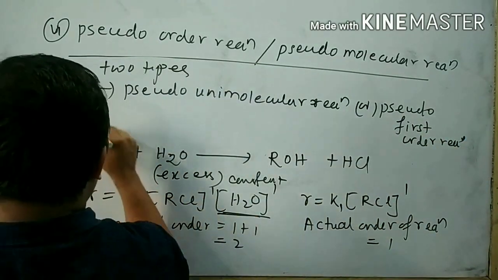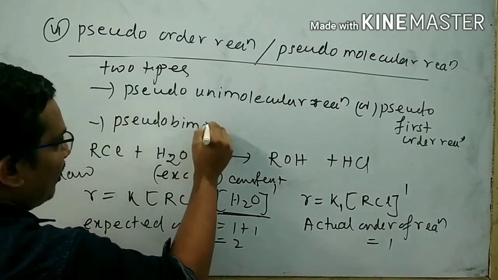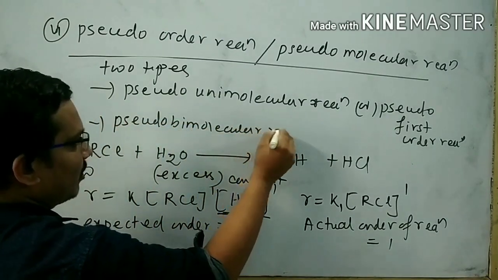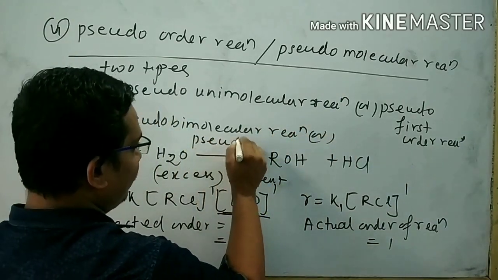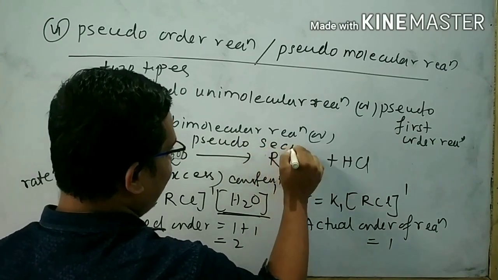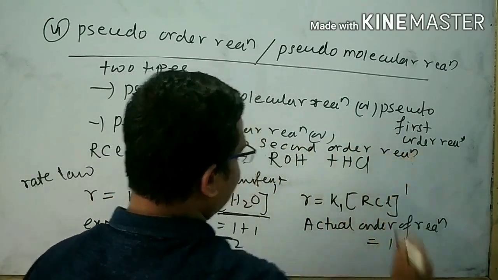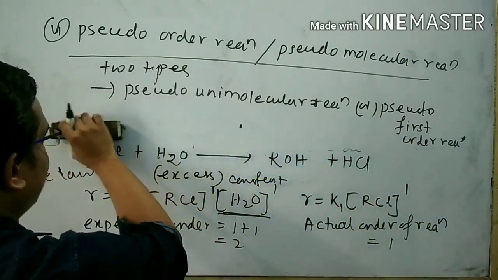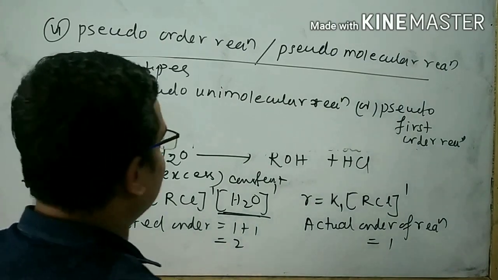The second is pseudo bimolecular reaction, or it is also called pseudo second order reaction. Now I will discuss the pseudo unimolecular reaction, or pseudo first order reaction.